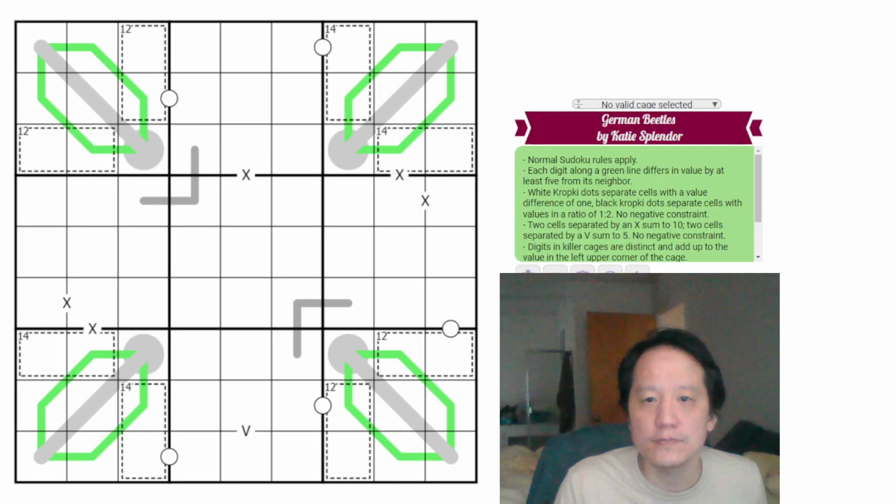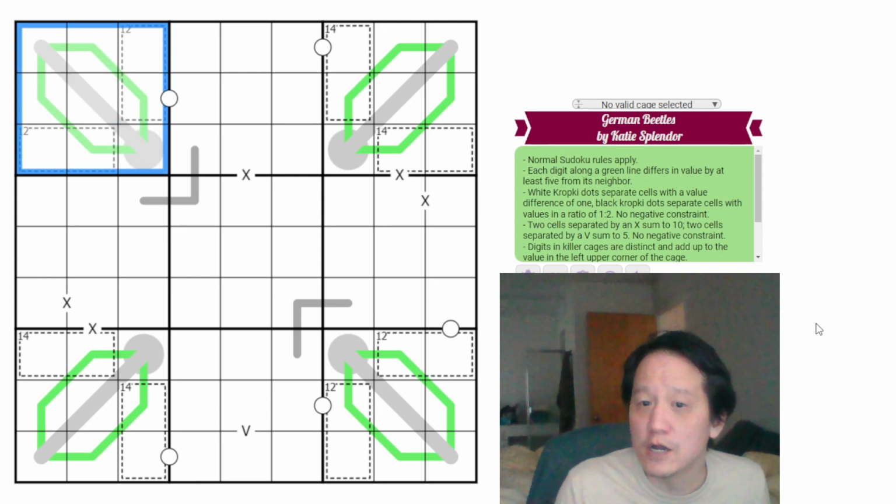Now, onto the puzzle. This is a 1-star, 91% I believe, in Logic Masters Germany. And it's called German Beetles. And here are the rules. Normal Sudoku rules apply, which means that you have to put the digits 1 through 9 in every row, every column, and every 3x3 box.